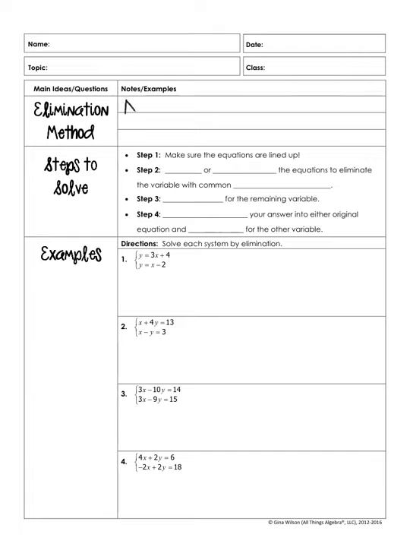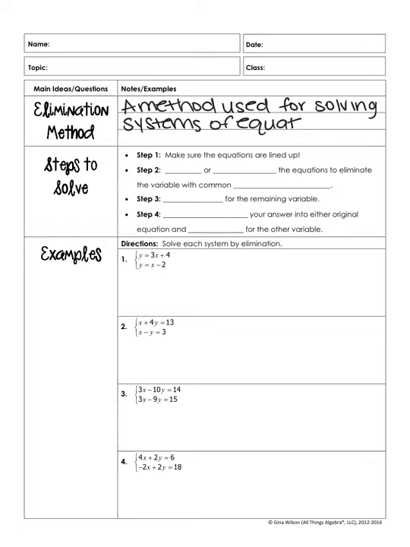So again, it's a method used for solving systems of equations by adding, I'm going to put a plus sign, or subtracting to eliminate a variable. So the whole goal is to use addition or subtraction to get rid of one of the variables. Because as we've seen, we always have an x and a y. So we're going to use addition or subtraction to get rid of one of them.